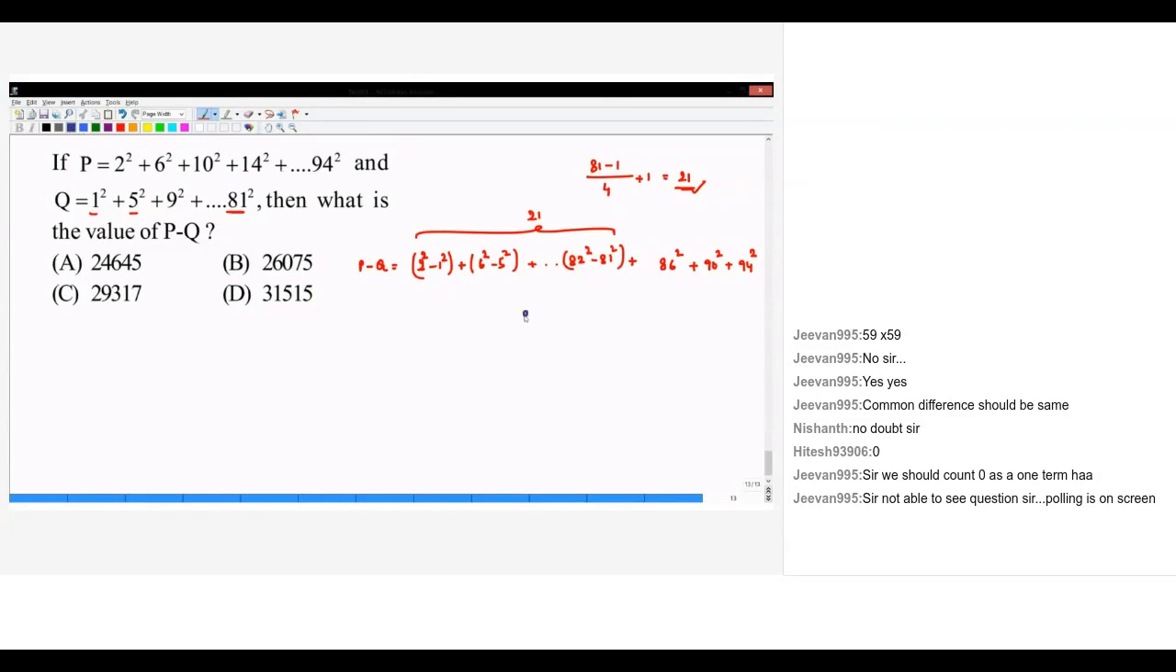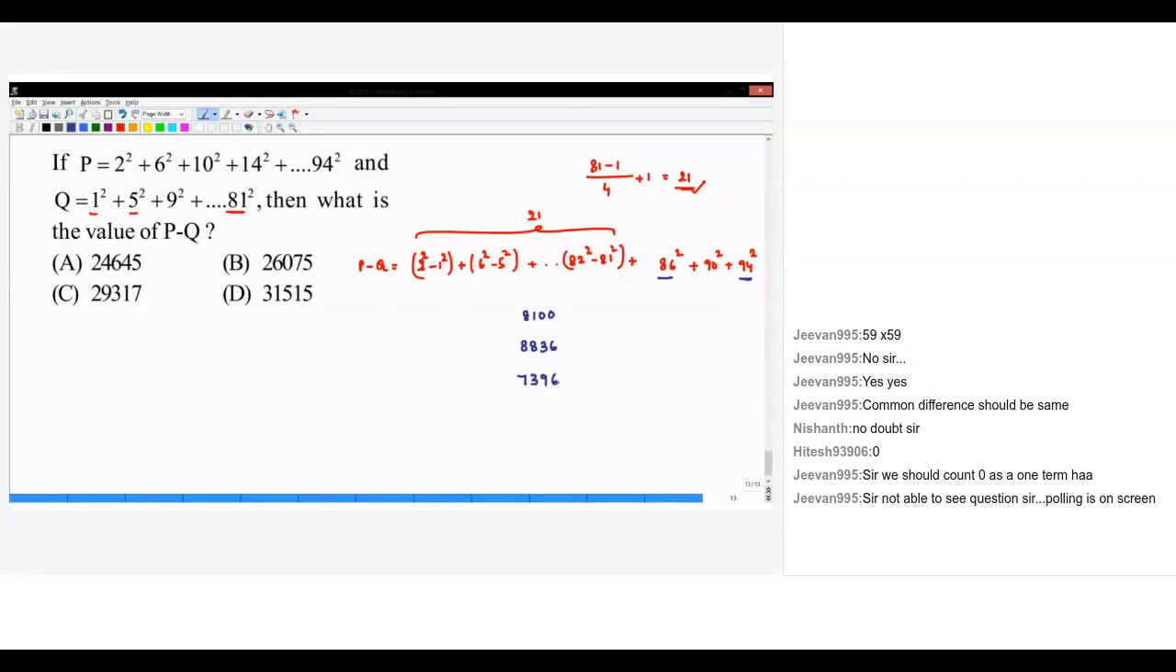We know 90 square is 8100. Then 94 square and 86 square. To find out what is 94 square, it is 8836. I'll tell you later how we find out the squares, but you can now formally find it out. What is 86 square? 7396.